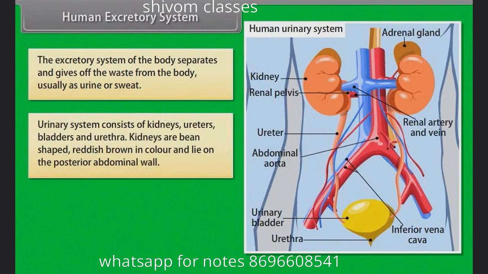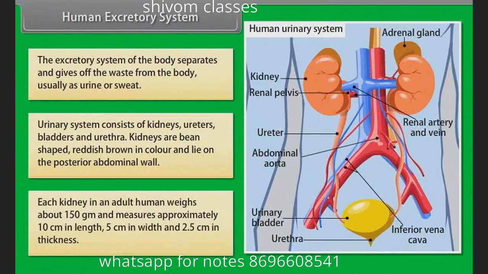Kidneys are bean-shaped, reddish-brown in color and lie on the posterior abdominal wall. Each kidney in an adult human weighs about 150 gram and measures approximately 10 cm in length, 5 cm in width and 2.5 cm in thickness.